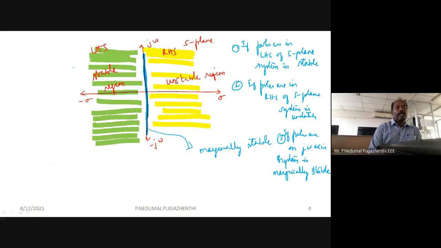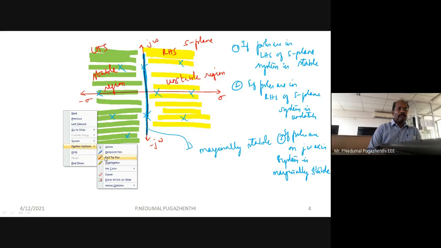If any pole lies on the left hand side, let us say we have some poles. The poles will be represented as a cross. If they are in the left hand side, then the system is stable. If the poles lie on the right hand side, then the system is unstable. If some poles are lying exactly on the j omega axis, then you call this a marginally stable system. And why do you get that? That also can be explained.